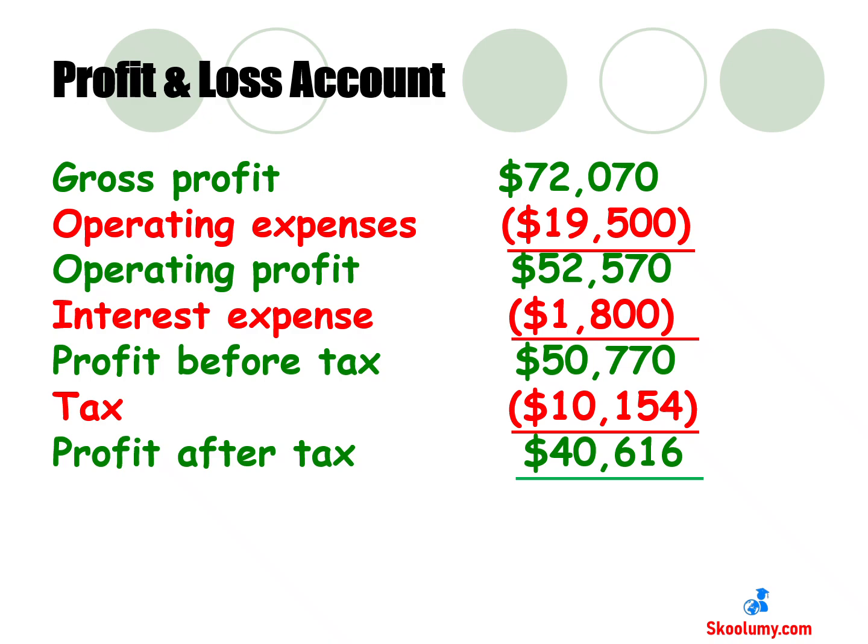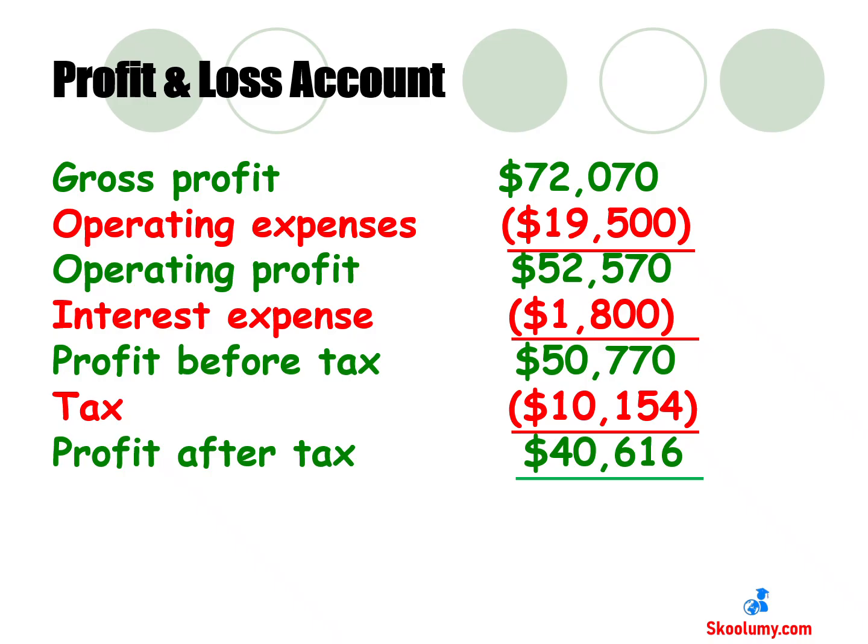The figure for operating expenses is research and development cost plus selling and administrative expenses plus other operating expenses. That is $12,000 plus $5,000 plus $2,500. It is $19,500. Operating profit minus interest expense is profit before tax.